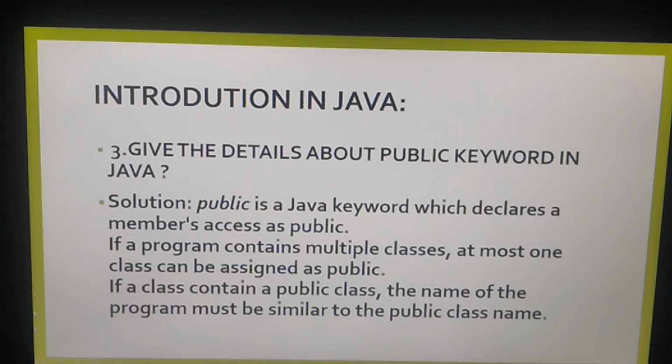Third number question is, give the details about public keyword in Java. Solution: public is a Java keyword which declares a member's access as public. If a program contains multiple classes, at most one class can be assigned as public. If a program contains a public class, the name of the program must be similar to the public class name.